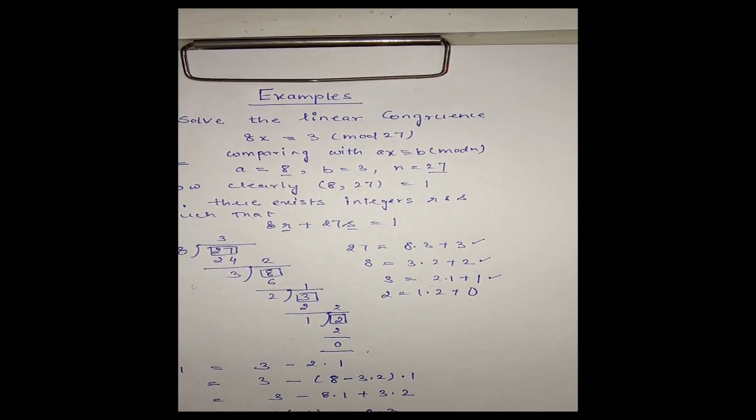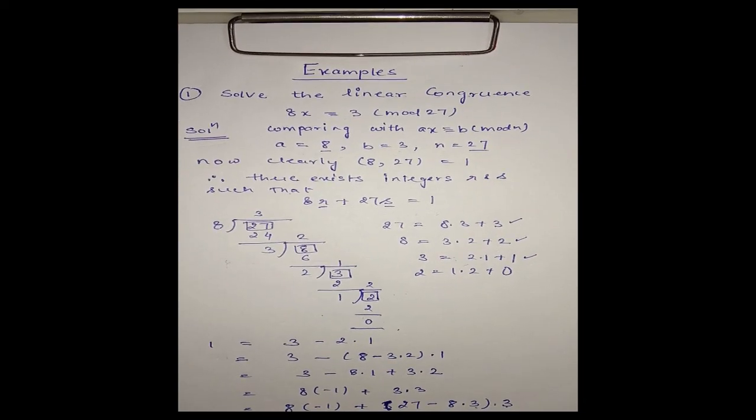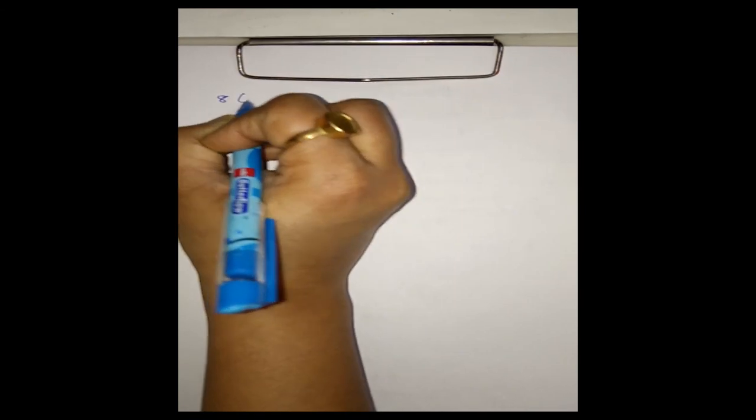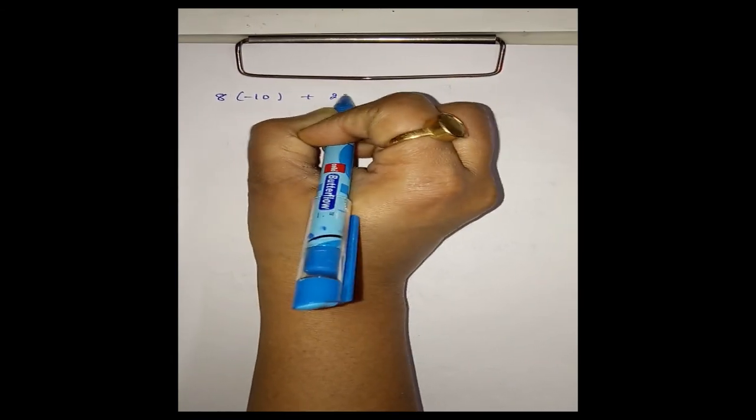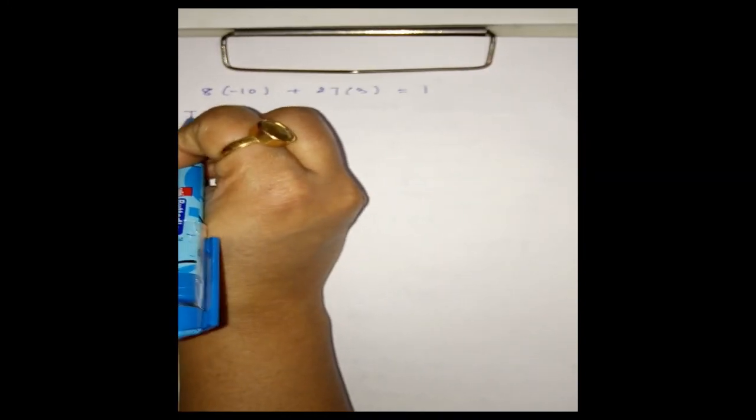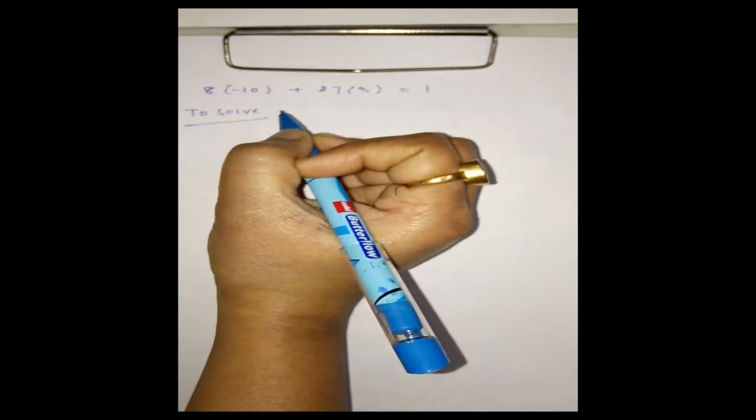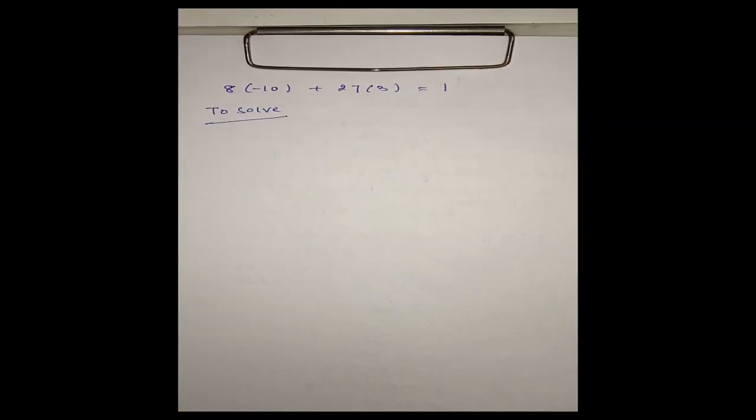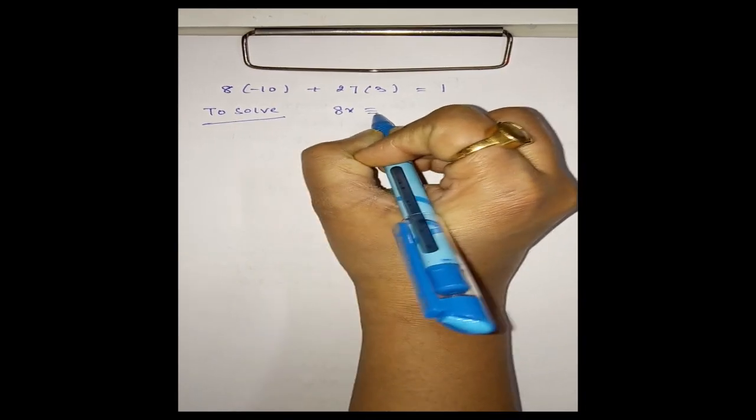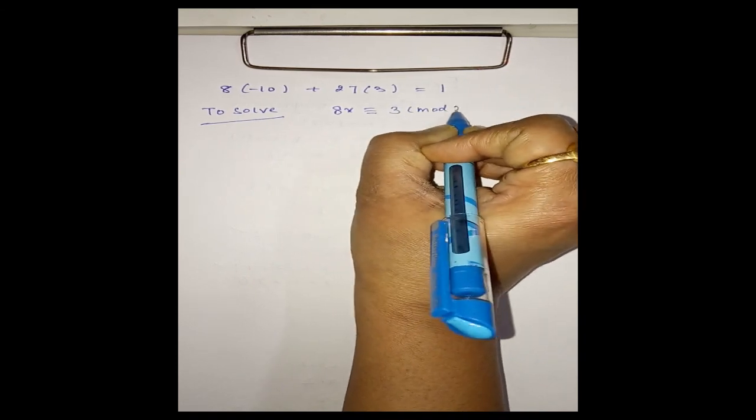Now we have 8 into minus 10 plus 27 into 3 is equal to 1. Our question is to solve this congruence, 8x is congruent to 3 modulo 27. We want to solve this.